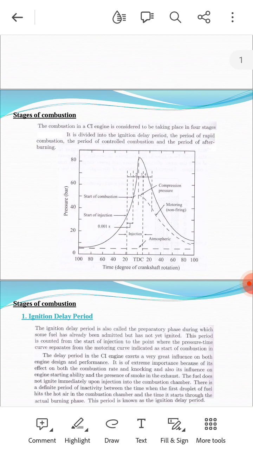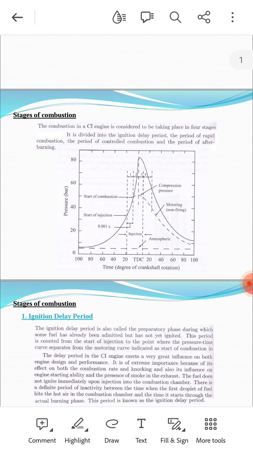The ignition delay period is also called the preparatory phase, during which some fuel has already been admitted but has not yet ignited. This period is counted from the start of injection to the point where the pressure-time curve separates from the motoring curve, indicated as the start of combustion. The delay period in the CI engine exerts a very great influence on both engine design and performance. It is of extreme importance because of its effect on both the combustion rate and knocking, and also its influence on engine starting ability and the presence of smoke in the exhaust.